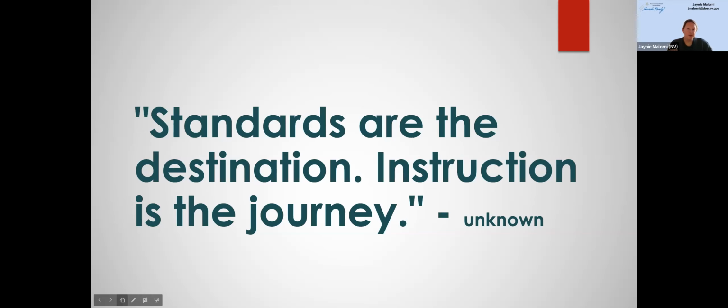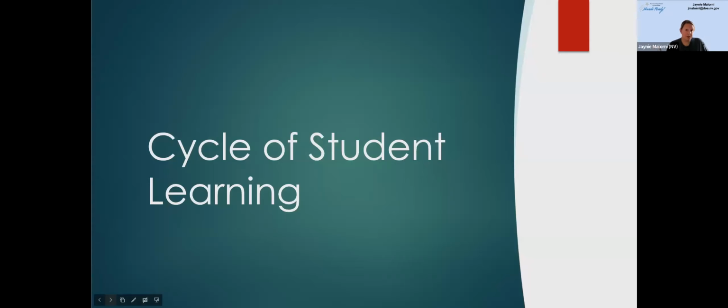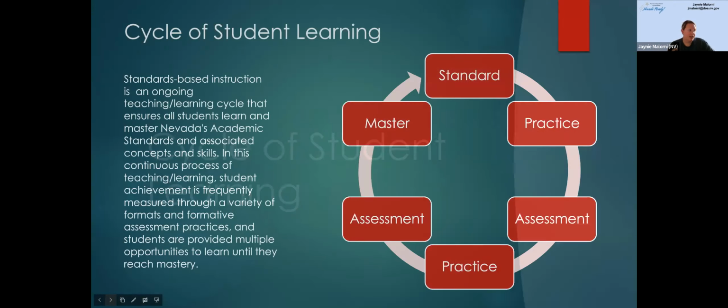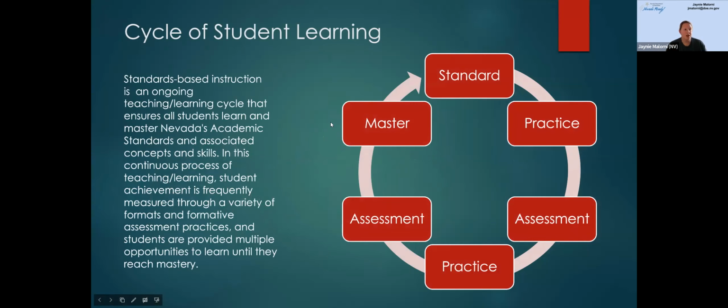So when we think about the cycle of learning, we broke it down into essentially four questions that we're going to be getting to. And in this cycle of learning, you can kind of see my idea of what a cycle was, because I did create this little chart, but it is ongoing. It's an ongoing teaching and learning cycle that occurs in a classroom between the teacher and all of the students. And if you do look in this cycle, you'll see that there's that standard up front. The standard is that driving force.